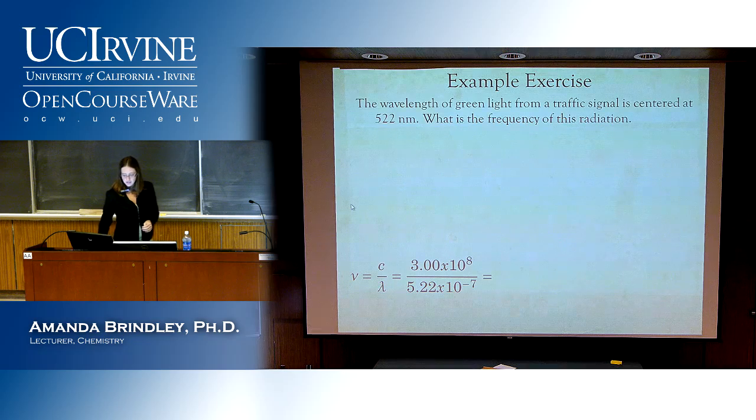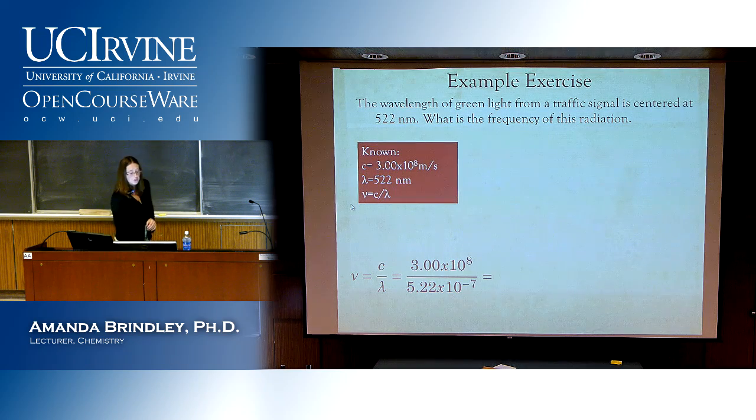Okay, let's do an example exercise. We have a wavelength of green light from a traffic signal, and we know that it's centered on 522 nanometers, and we need to know the frequency. So when we look at this, we know certain things. You have to excuse some of the patterns. My computer crashed on me last night, so it's been completely changed. Some of the animations got messed up.